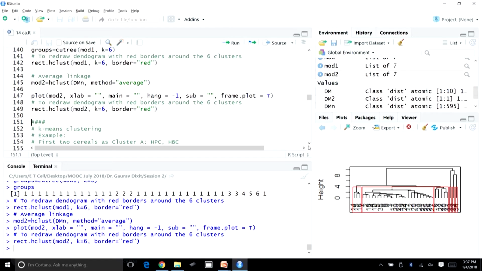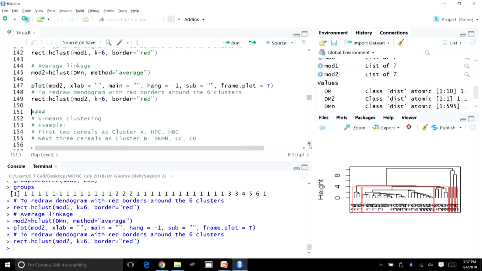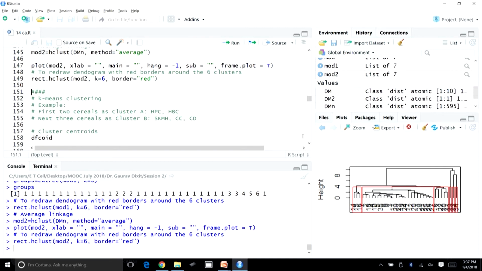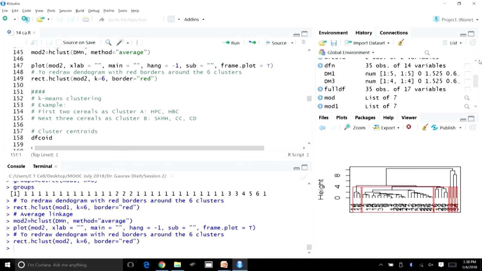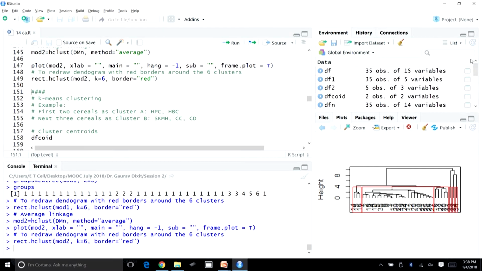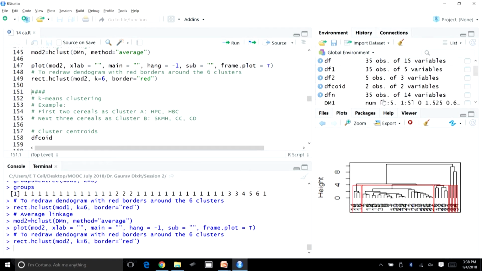So, let us go back to RStudio and we will go through an exercise in R to understand this k-means clustering process in more detail. As you can see here, we are going to start this part of cluster analysis, k-means clustering. So, again let us reconsider the data set. This data set for breakfast cereals had 35 observations in total. We can recheck this from the environment section. So, we had 35 observations and 14 variables. We can see this df has 35 observations and 14 variables.